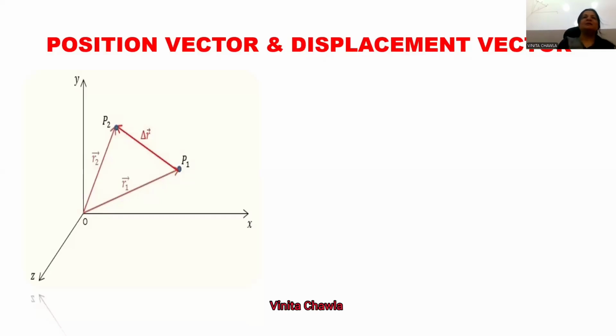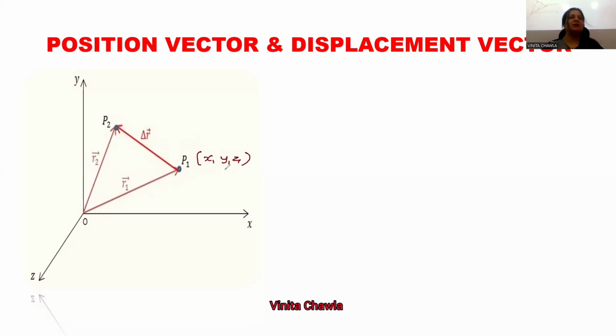Position vector and displacement vector. Consider a situation where we have an object at point P1. Okay. And let the coordinates of this point be x1, y1, and z1. So we can write the position vector for this.